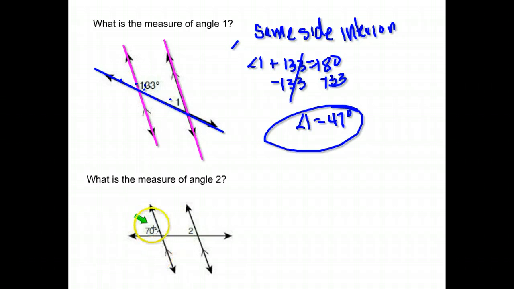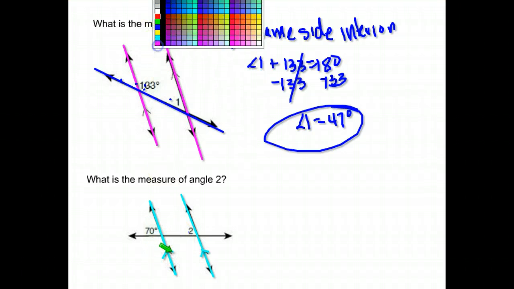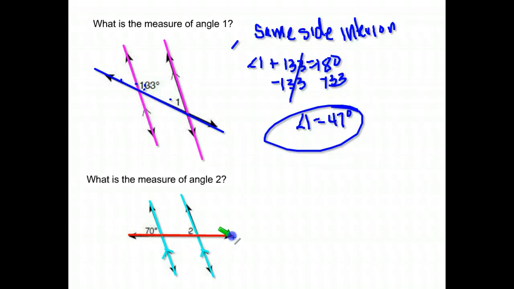Okay, next example, what's the measure of angle 2 in this picture going to be? So again, your first job is to figure out what type of angle pair am I working with? Well, here's my pair of parallel lines. I know that because of the arrow markings that they're parallel. I have a transversal cutting through those lines. Well, notice the angle 2 is between the two, and the 70 degree is outside of the two. So one's interior and one's exterior.